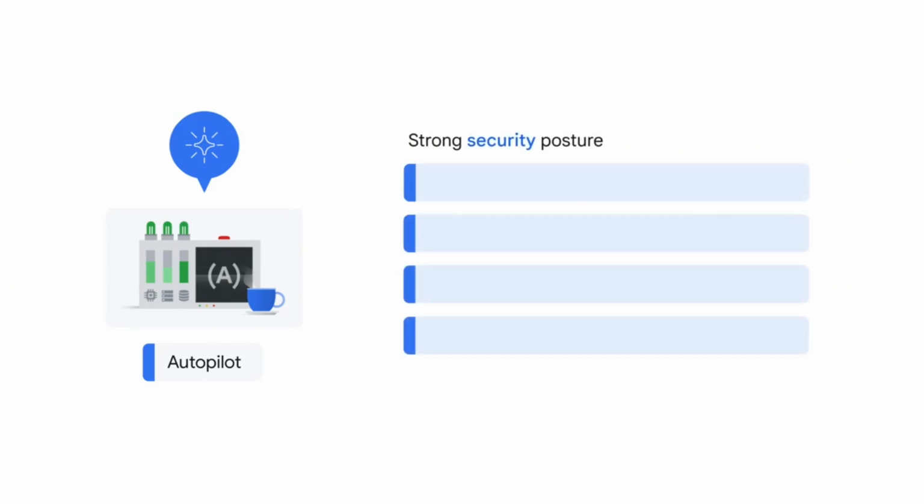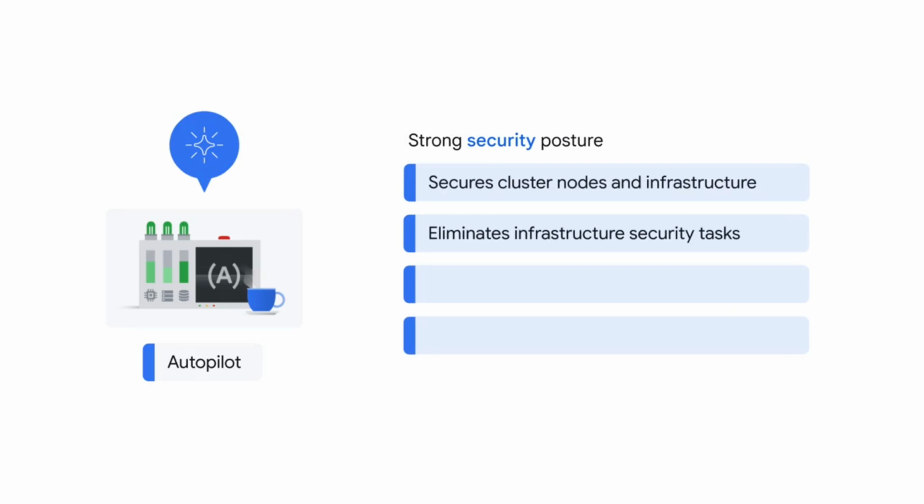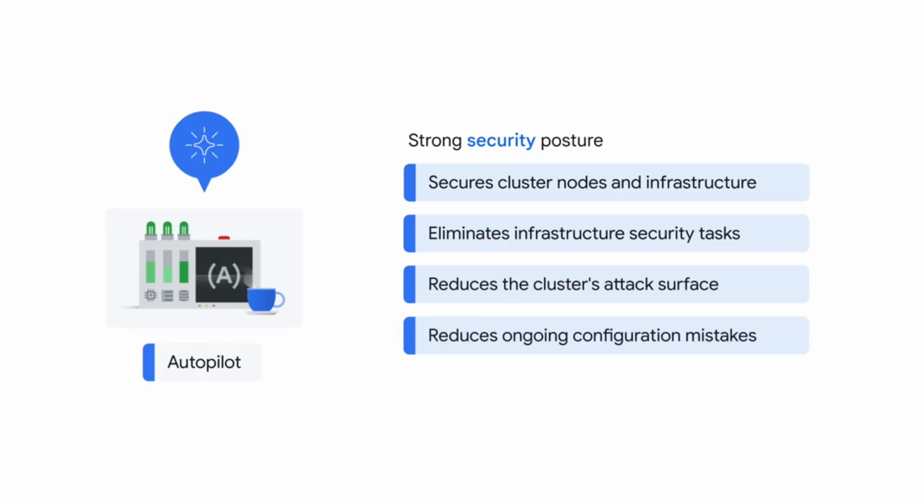Autopilot also helps produce a strong security posture. Google helps secure the cluster nodes and infrastructure, and it eliminates infrastructure security management tasks. By locking down nodes, Autopilot reduces the cluster's attack surface and ongoing configuration mistakes.